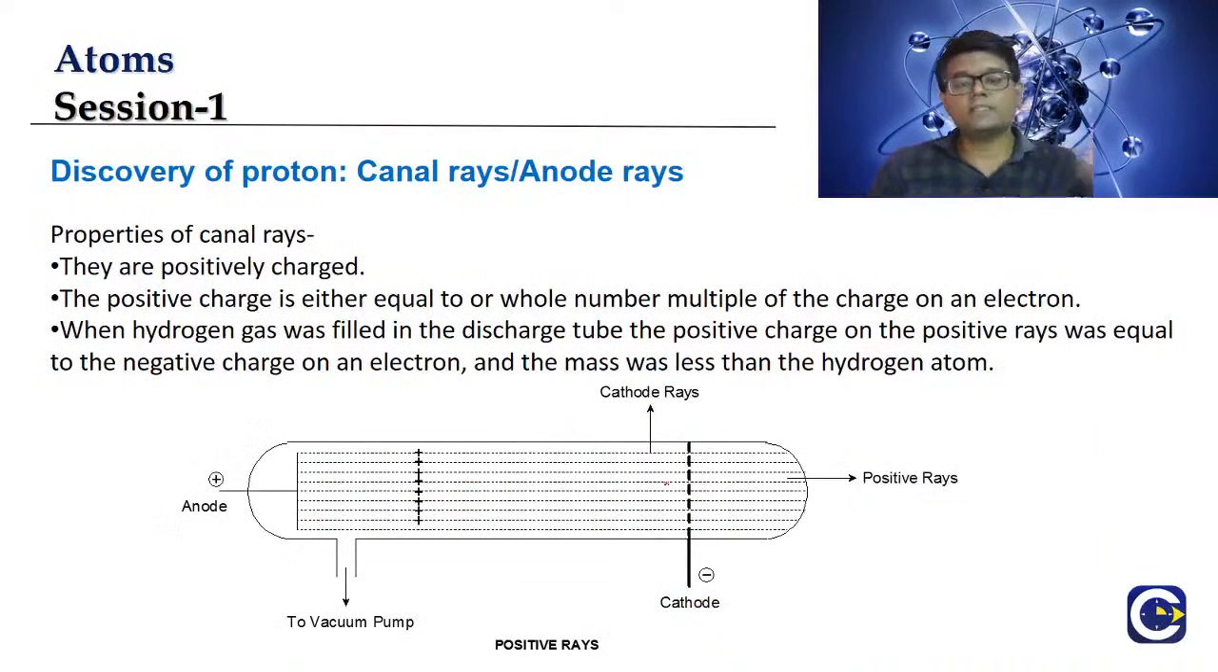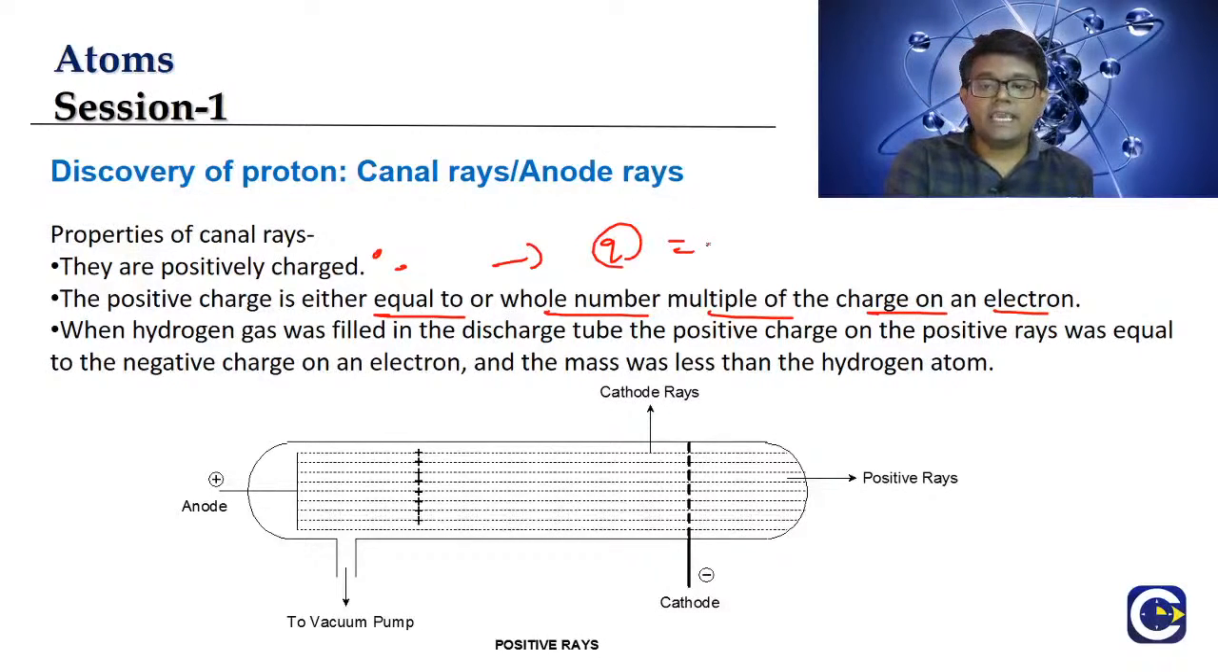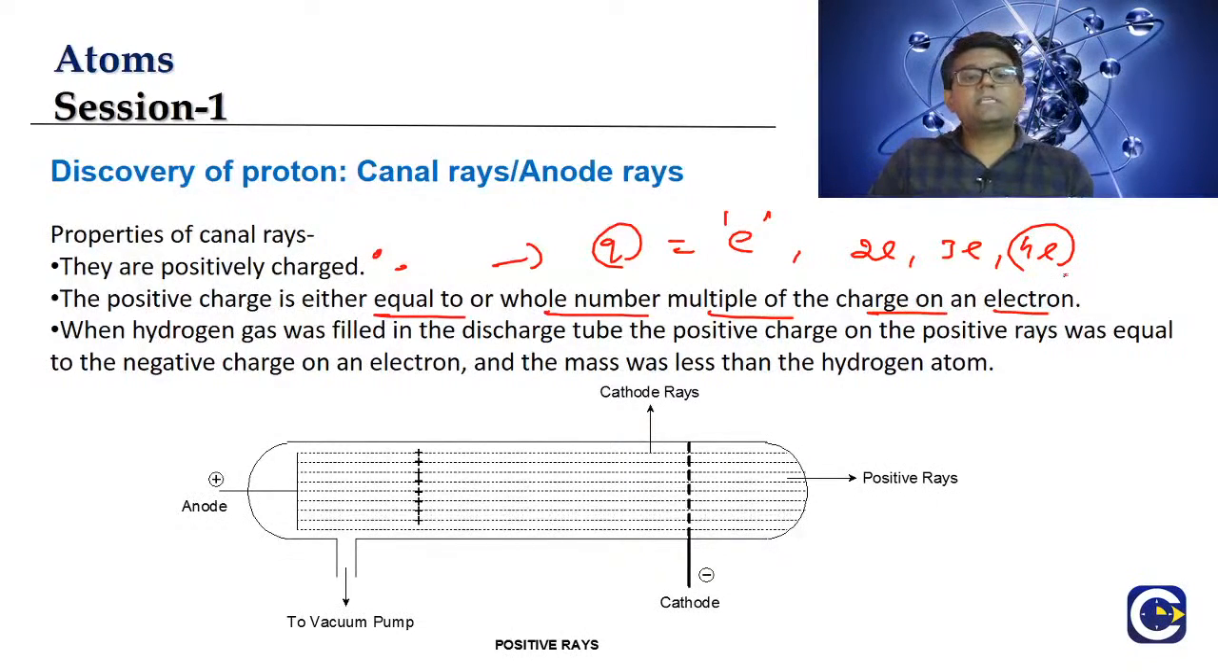Looking at the properties of these anode rays, they must be positively charged, since they are moving in the opposite direction to the cathode rays. And the positive charge is either equal to or a whole number multiple of the charge on the electron. The charge on the anode rays is positive, and what is the value of the charge? It is observed that this charge value is either equal to the basic charge of the electron, or a whole number multiple. So this is the observation in terms of the charge.